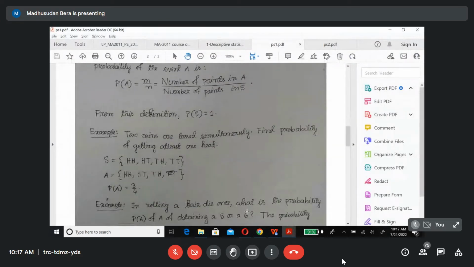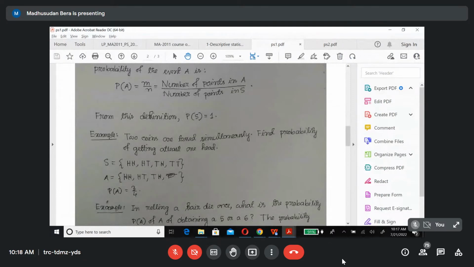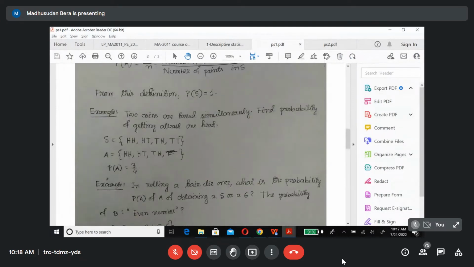Now some questions. Two coins are tossed simultaneously. Find the probability of getting at least one head. By using the classical definition, we will find it. Two coins are tossed simultaneously, so what are the outcomes? The sample space will be head head, head tail, tail head, tail tail.